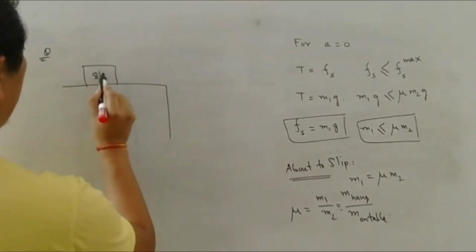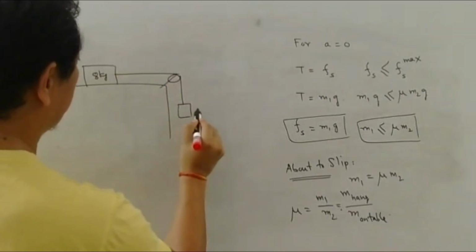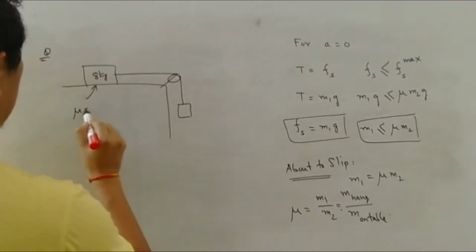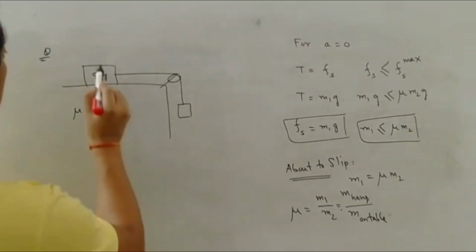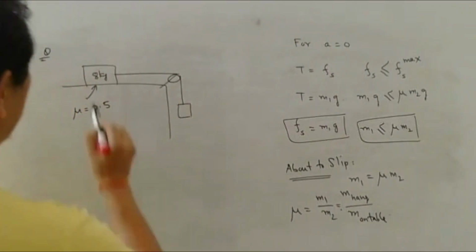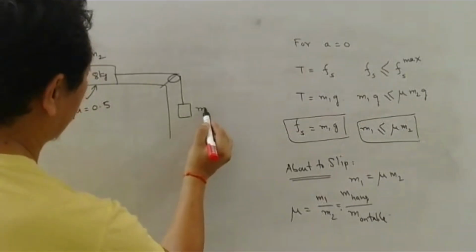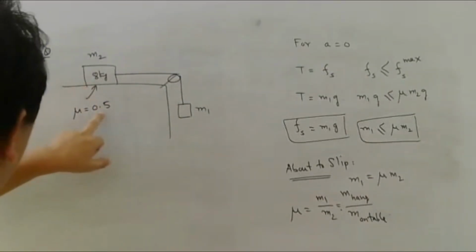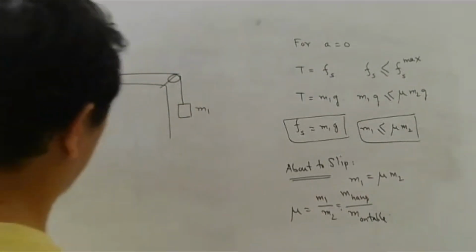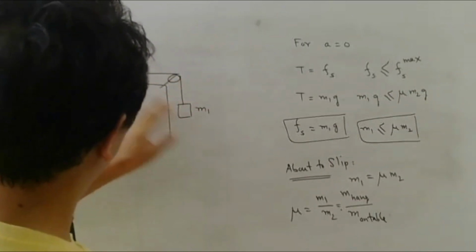So let's say here we have 8 kg. Here we have mu, let's say 0.5. This is mass on the table, remember. Mass on the table was M2, and this is the mass hanging. What will be mu M2 in this calculation? Mu M2 is 0.5 into 8, which is 4. So if this is less than 4, it will not accelerate. More than 4, it will accelerate.